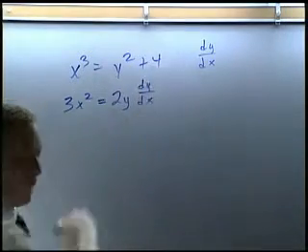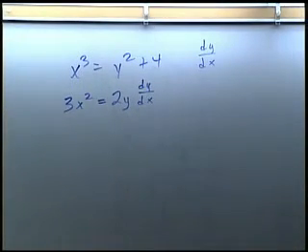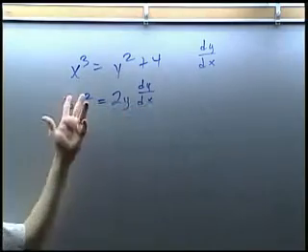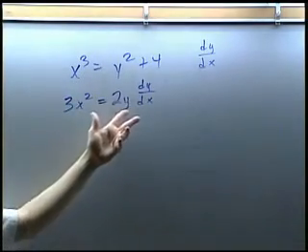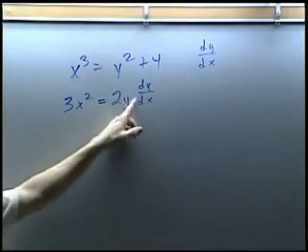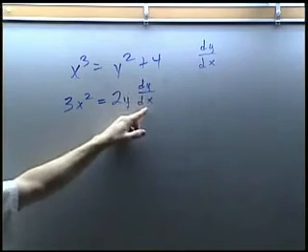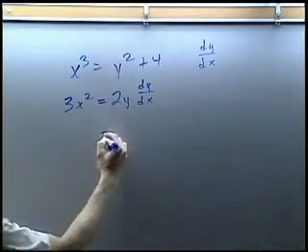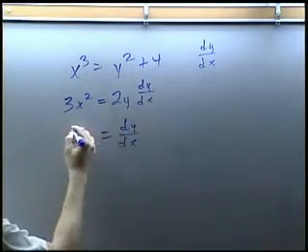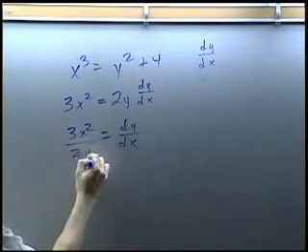What's the derivative of positive 4? 0. So we're done, or at least we're almost done because we've got the derivative part done. The only thing left to do is we usually want to solve for dy/dx. So how would I solve for dy/dx? Sure, just divide by 2y.